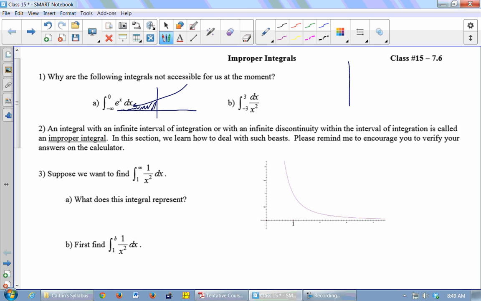So 1 over x squared looks like this. So this integral is asking me to find the area between negative 3 and 3. So we've got these infinite pieces near 0. It shoots up, and how much area is there? It's hard to say. It just keeps going up forever, right? So these are two strange integrals that both deal with an infinite area.